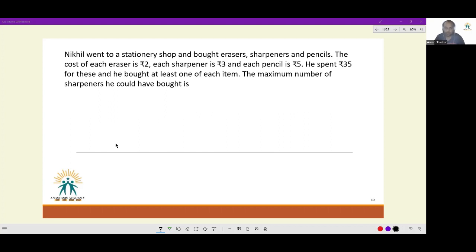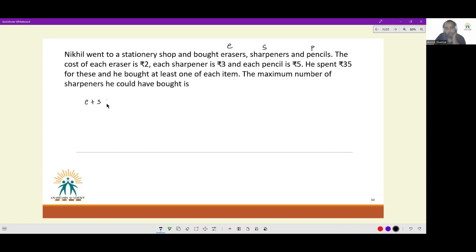The cost of each eraser is 2, of each sharpener is 3, and each pencil is 5. He spent 35 rupees for these and bought at least one of each item. The maximum number of sharpeners he could have bought is? Let the counts be E, S, and P.